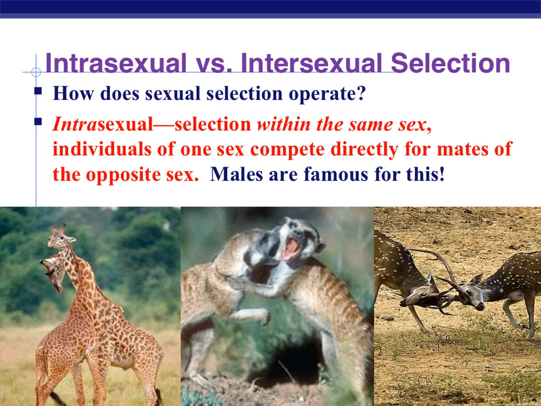So there are two kinds of sexual selection. There is intrasexual and intersexual. Intrasexual selection is selection within the same sex. Individuals of one sex compete directly for mates of the opposite sex. This is what we tend to think of when we think of males exhibiting dominance. So the two males within that species are both fighting for the attention of the female. They're fighting each other in the hopes that one of them will be proven the weaker of the two, or the least likely to be a good mate, and whoever is the winner is going to get the girl.